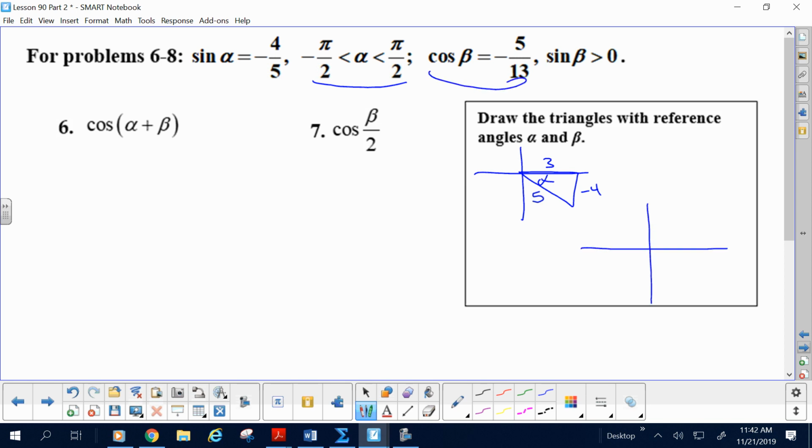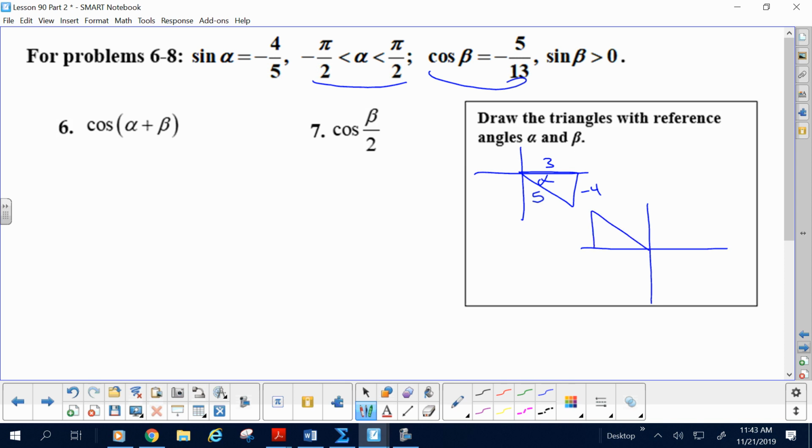This tells me that beta must be what? Two quadrants. Cosine is negative where x is negative. Cosine is negative in second and third. It's got to be second and third because cosine is negative. But they say sine is positive. So is it second or third? Second. Draw a triangle in the second.